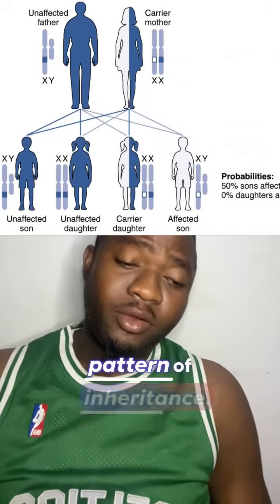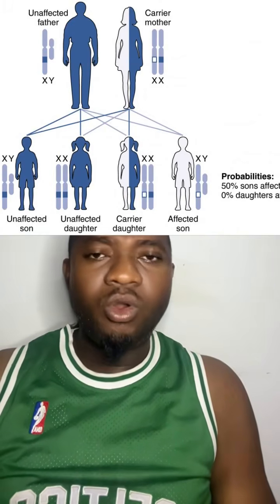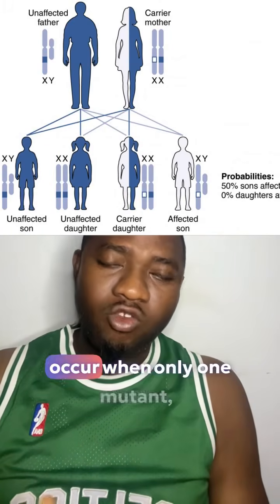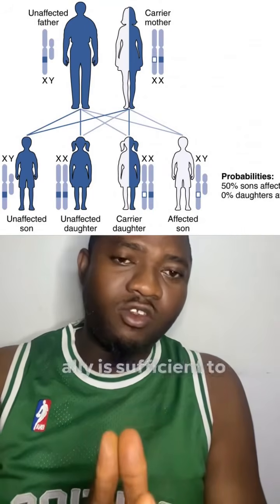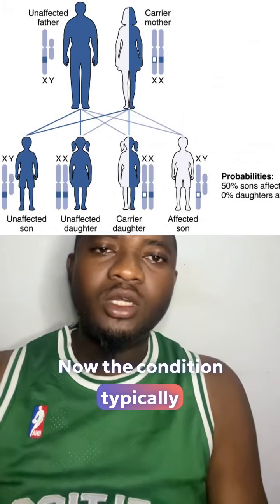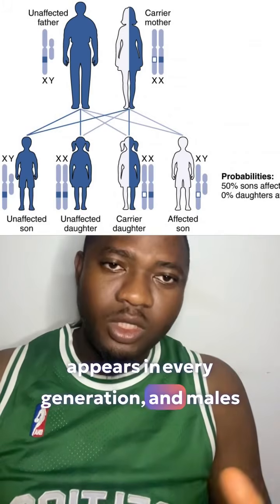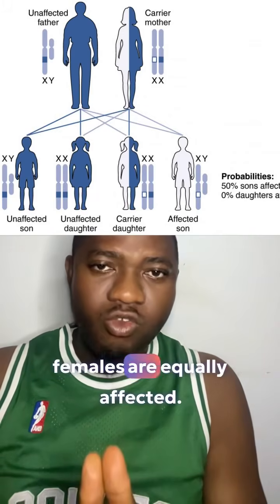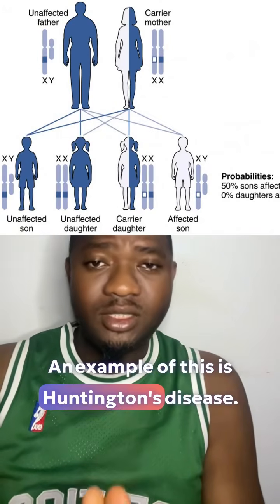Today we are going to be talking about the patterns of inheritance. I mentioned this in our last lecture. Now, autosomal dominant inheritance occurs when only one mutant allele is sufficient to produce disease. The condition typically appears in every generation, and males and females are equally affected. An example of this is Huntington disease.